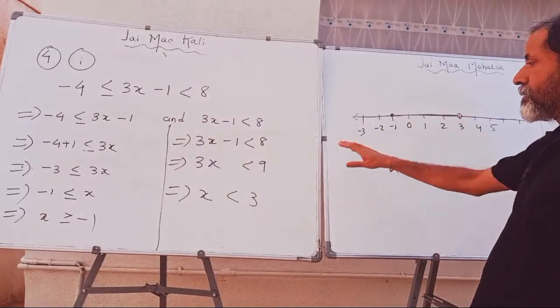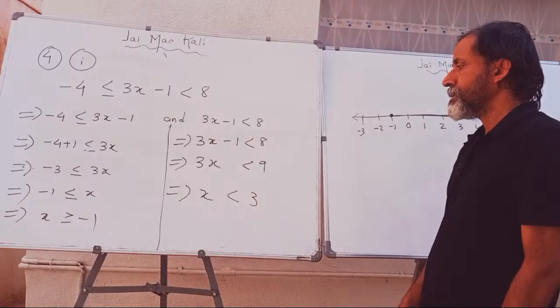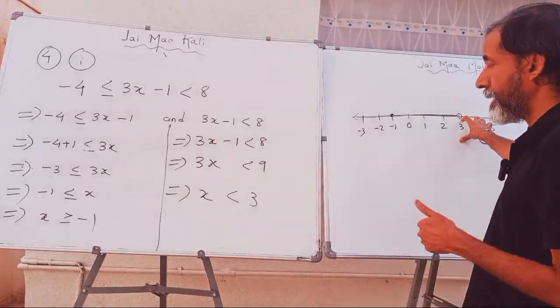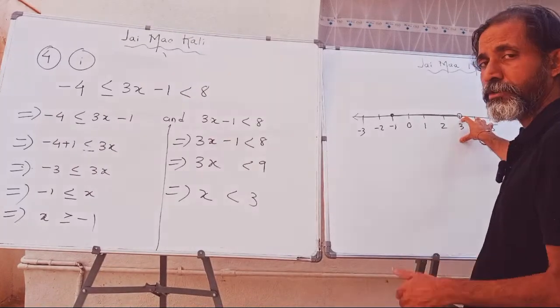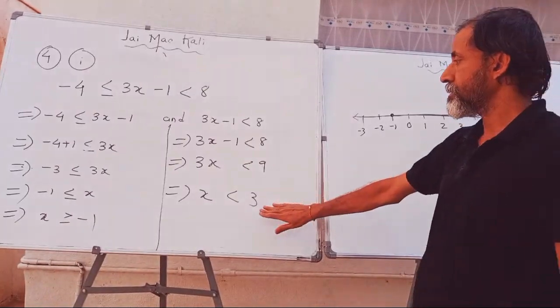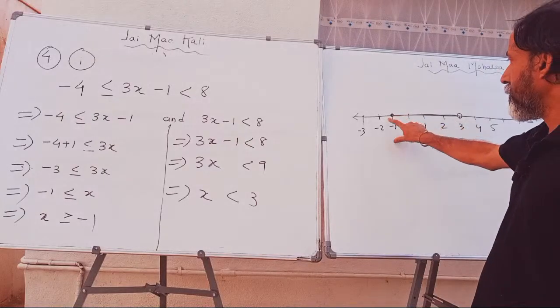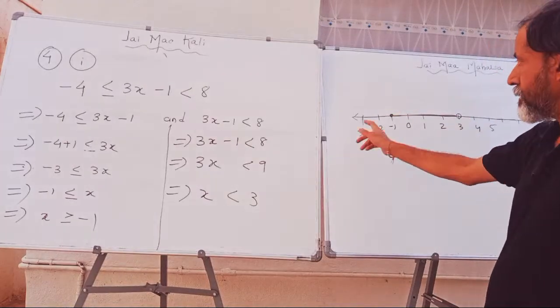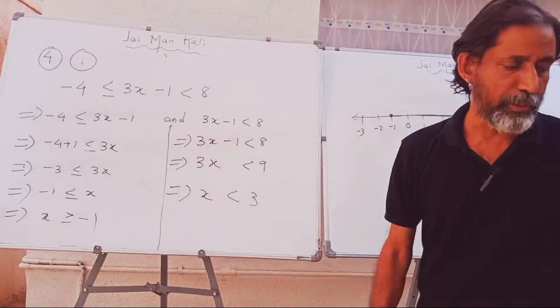Similarly, go to the other inequality. In this case, x is less than 3. That's why a hollow circle, to show that x is not equal to 3. All right. So this is why we use solid and hollow circles. Hollow circle to show that it is strict inequality, and solid circle to show that it can be equal as well. Okay.